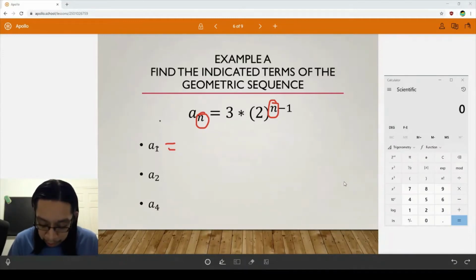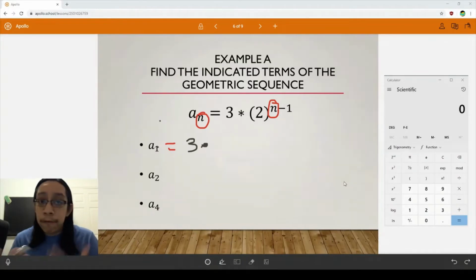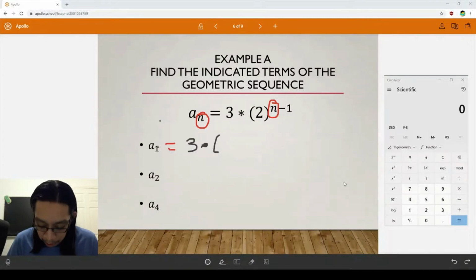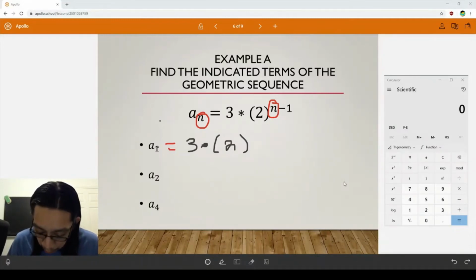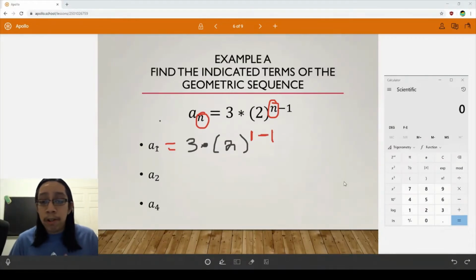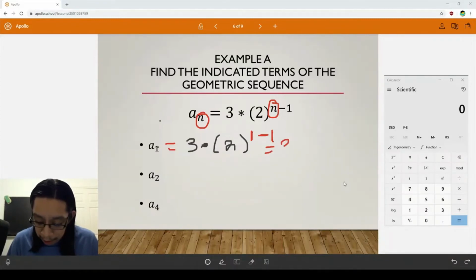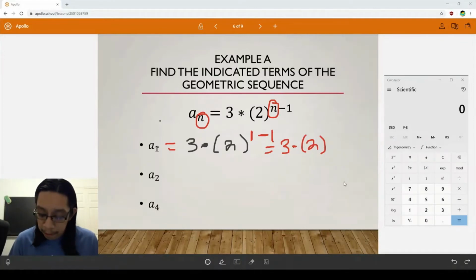So from here, this is what you're going to do. We're going to copy whatever formula we have up there, okay? Now notice that up here, there's an n. That's exactly where I'm going to place my number 1. So this is going to be 1 minus 1. From here, all you're going to do is simplify. So 3 times 2, and 1 minus 1 is 0.